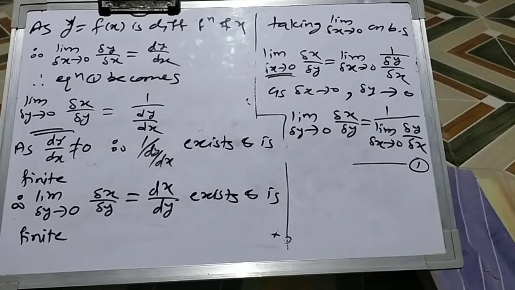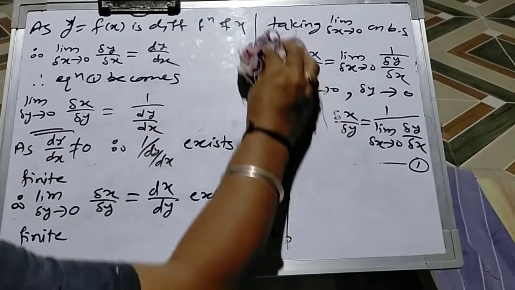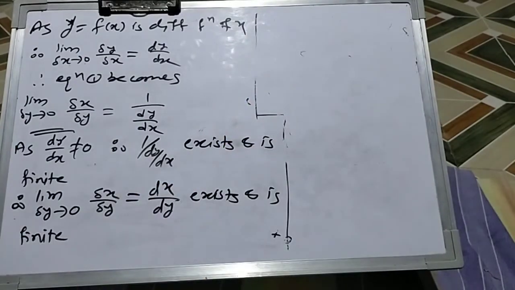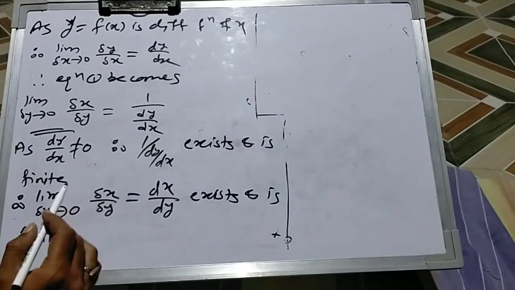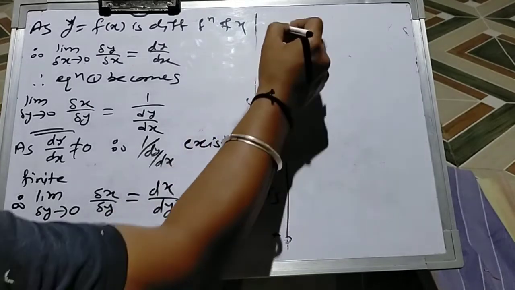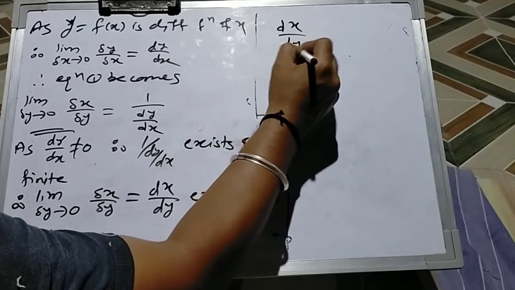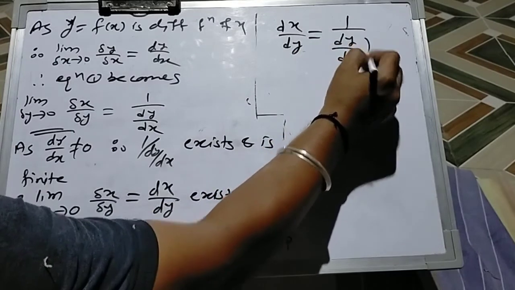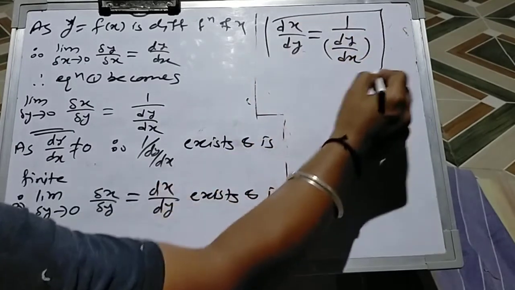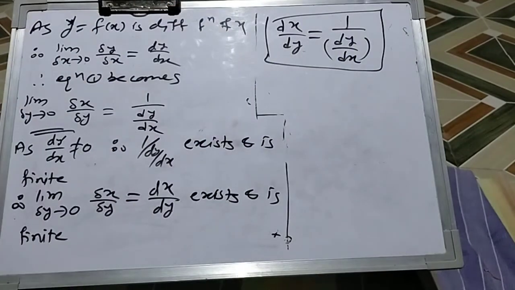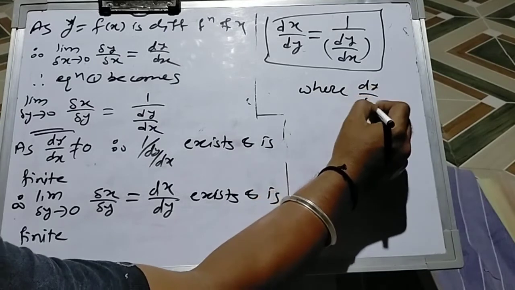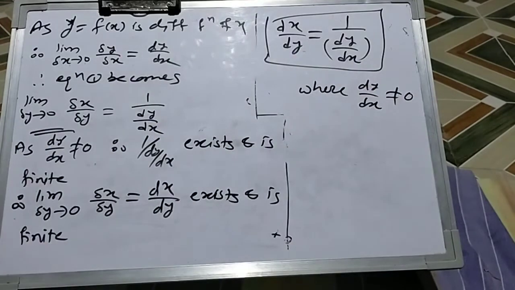Hence dx divided by dy equals 1 divided by dy by dx. This is the required result, where dy by dx is not equal to 0.